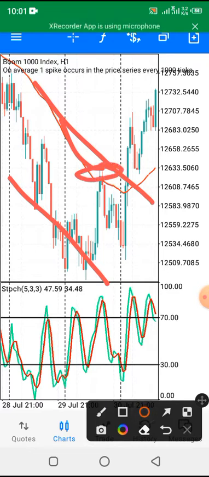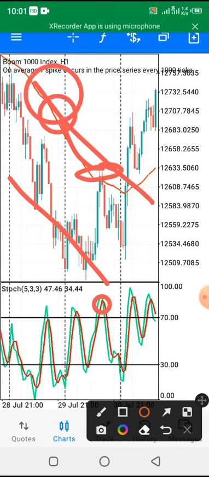our stochastic was above the 70 region, where I'm telling you. And you can see there was a crossover of the green and red lines of the stochastic, and it happened above the 70 region. Also price was trading below the 50 moving average. You can see the 50 moving average here. It was trading below this. So this was a sell. You could have taken your sell from around there.